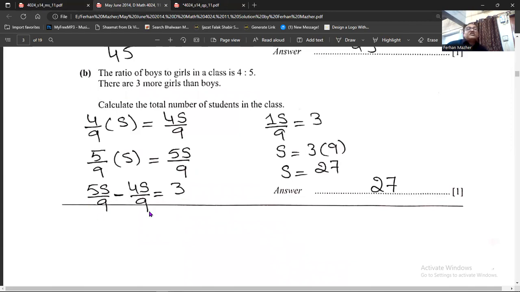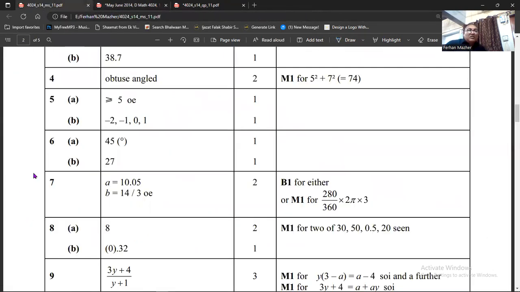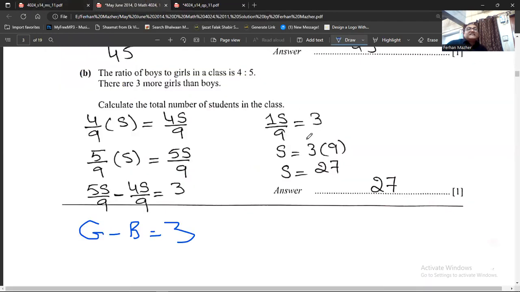The difference between them is girls minus boys, because there are 3 more girls. So girls minus boys is 3, because there are 3 more girls than the boys. So when you do this, this will be 1 by 9 of S equals 3. So S will be equal to 3 into 9, that's 27. So the total students in the class are 27. 27 is the right answer. This is the solution of that question. Hopefully you understand. I supposed that the total students are S.